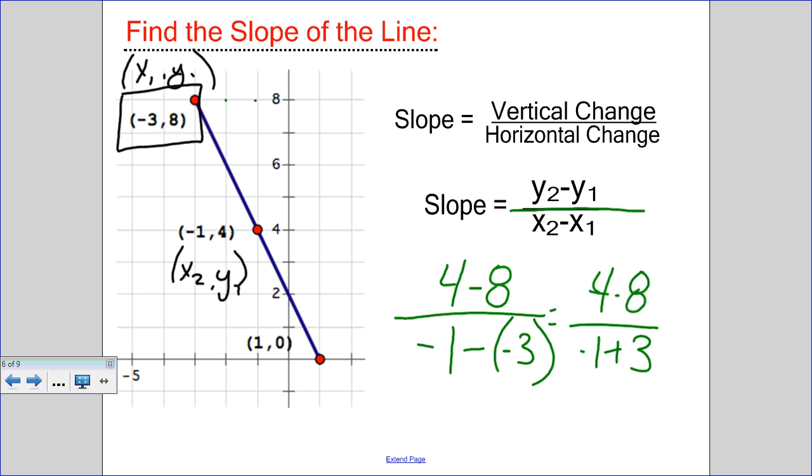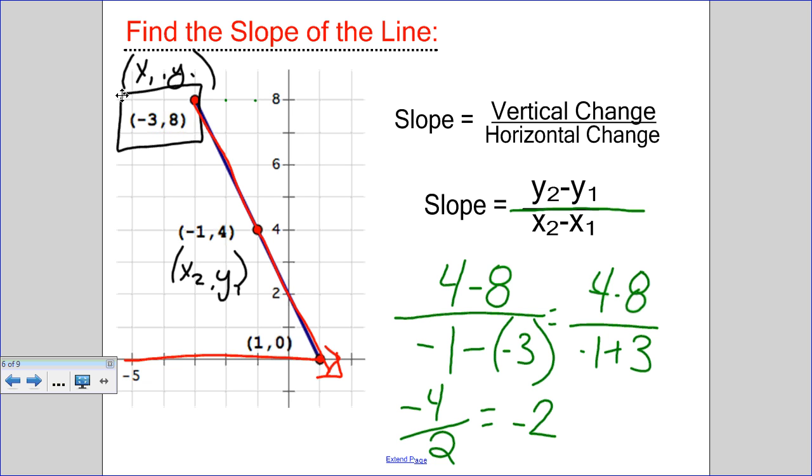Now, if we do our computations, 4 minus 8 is -4 over -1 plus 3, which is 2. If we simplify this, we could say that our graph has a slope of -2. Now, if we look at our graph, that would make sense because we said a negative slope should go down when we read it from left to right. Here, if we look at our line, as we go across from left to right, our graph goes down.